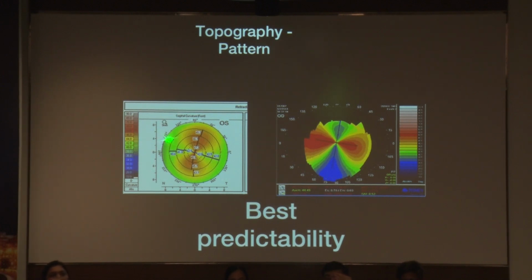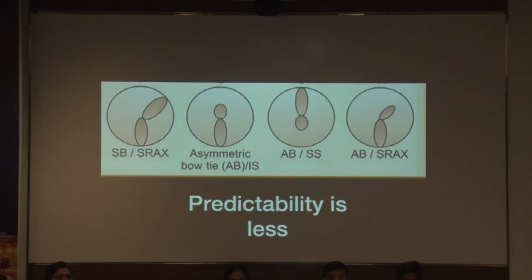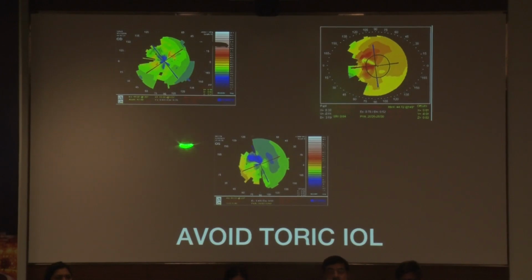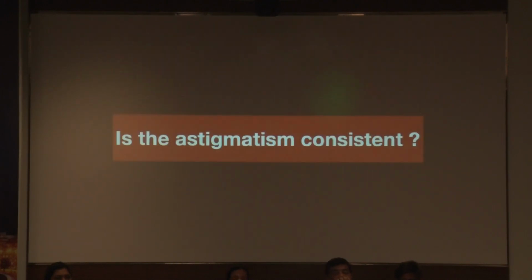So this is the best pattern that one can expect, and you will get a very good result if you have this kind of pattern. But these are the patterns where the predictability will not be as good as what you would like to get, and this of course is a total no. This is totally irregular astigmatism.